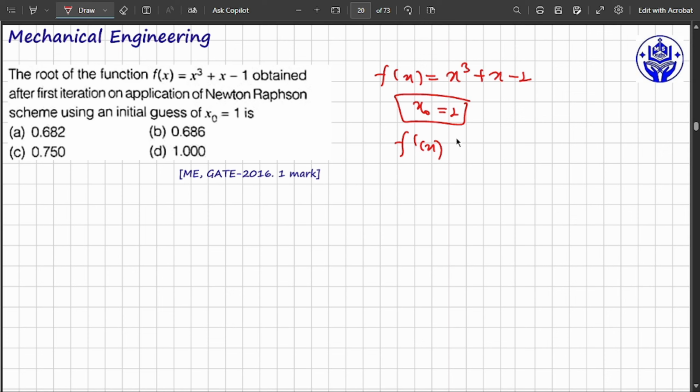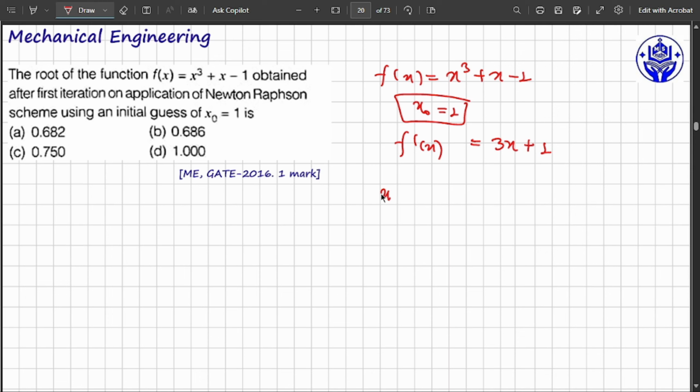So f dash of x is basically 3x plus 1. So we are calculating it easily. Oh, again, I think it is a repeated question. We have also solved it. The answer is okay. It is not repeated. Okay, yes, that's another question.